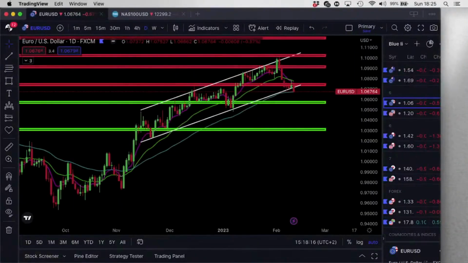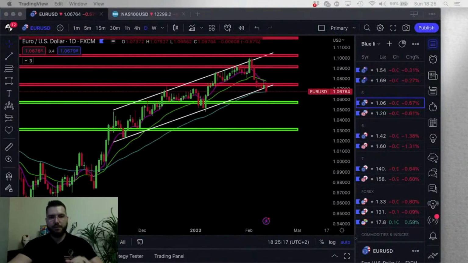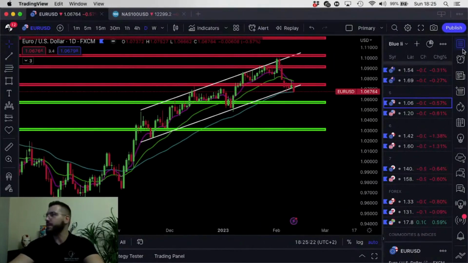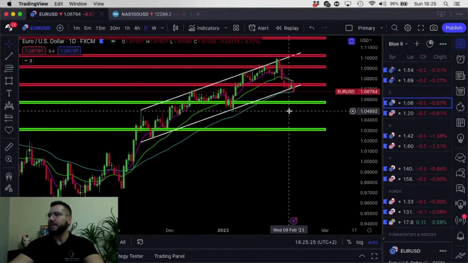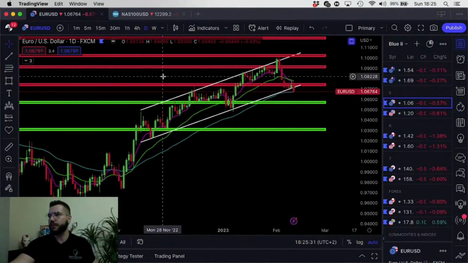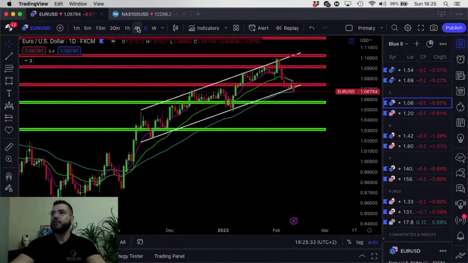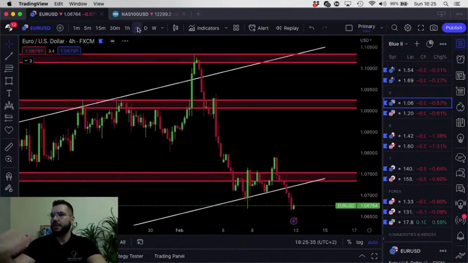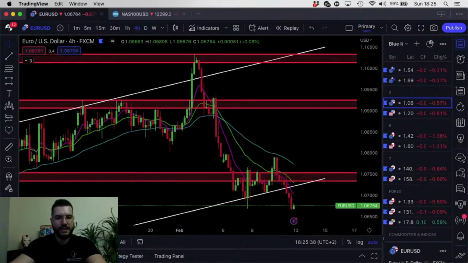Let's get started. Now I can pop myself back onto the screen. As you can see here, we have Euro USD on a daily chart. The charts aren't moving. Why? Well, it's Sunday. Forex charts don't move on a Sunday. And if we drop this down to a slightly lower time frame, we can see that we have broken cleanly out of that channel.